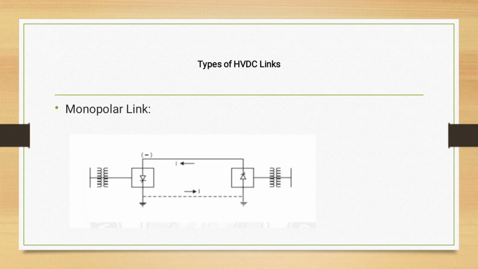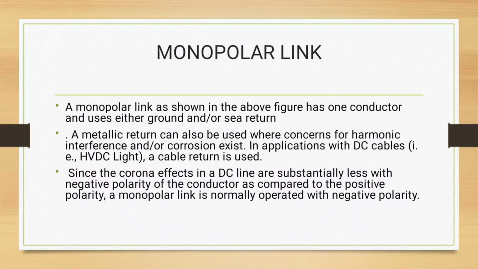These are the types of HVDC link. This one is the monopolar link. A monopolar link has one conductor. It uses either ground or sea return. A metallic return can also be used where concern for harmonic interference and corrosion exists. In applications with DC cables, a cable return is used.